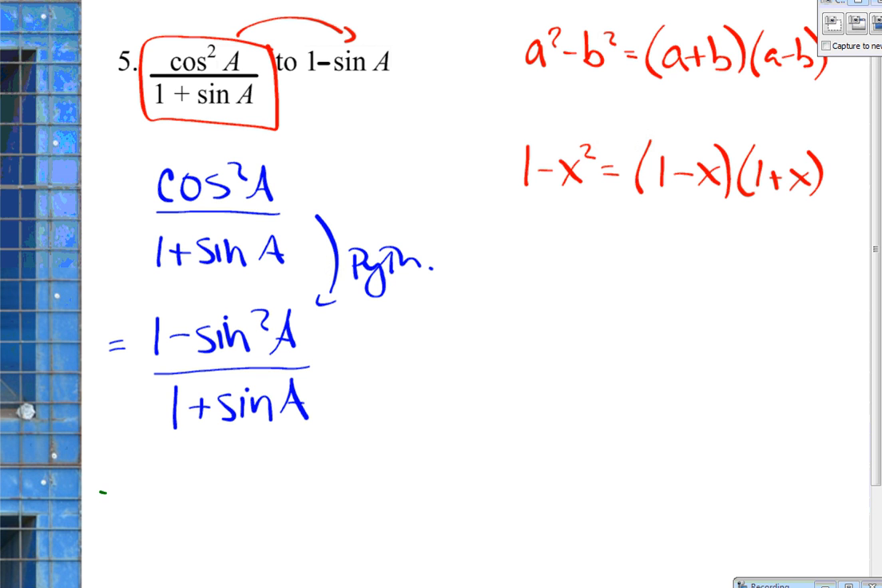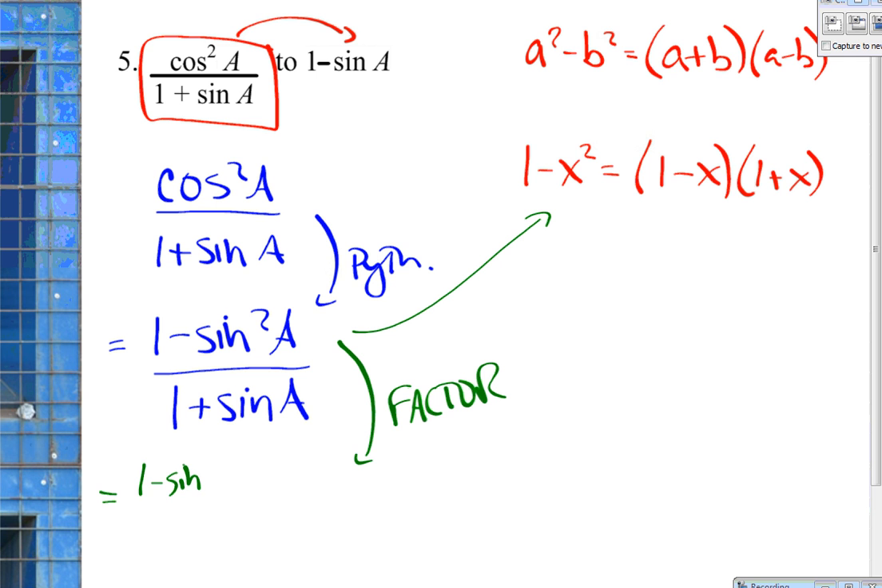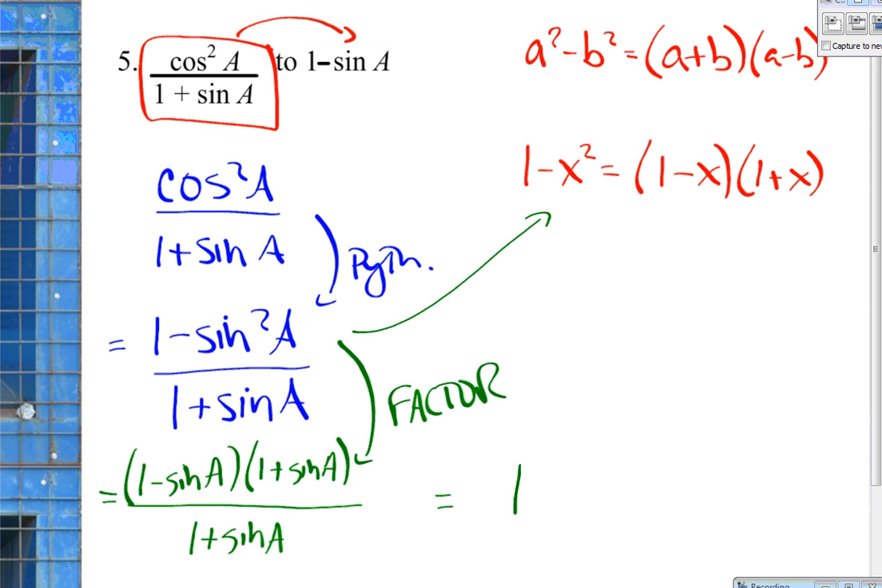However, you remember how yesterday we factored out the greatest common factor? We are going to factor this. What does 1 minus sine squared equal? Well, hey, look. That's going to break down into 1 minus sine A times 1 plus sine A. Now things can divide out. The 1 plus sine A's are now both factors.